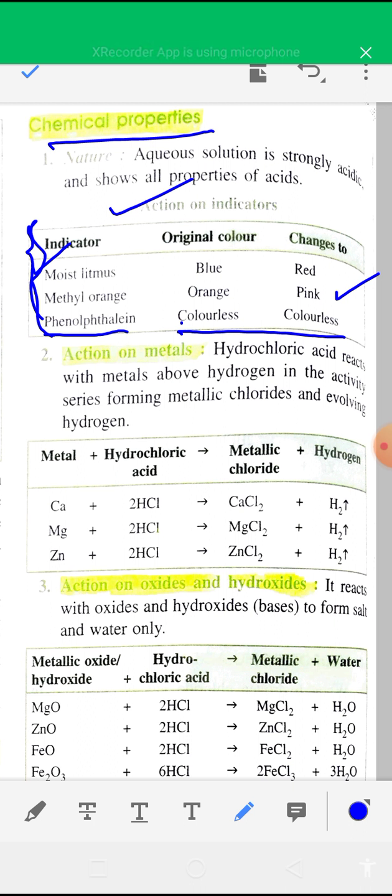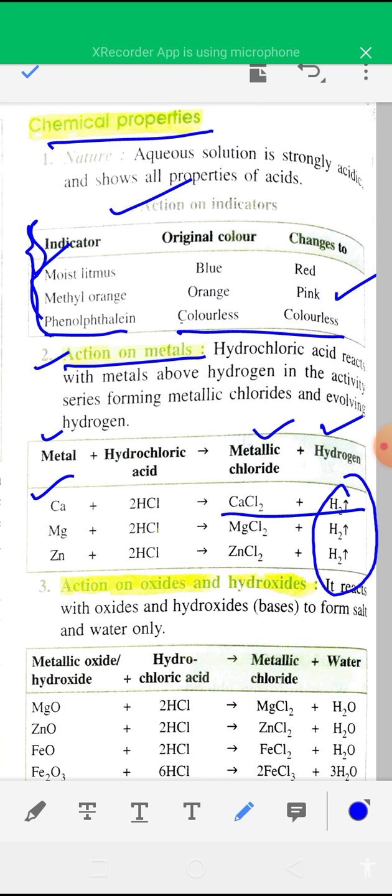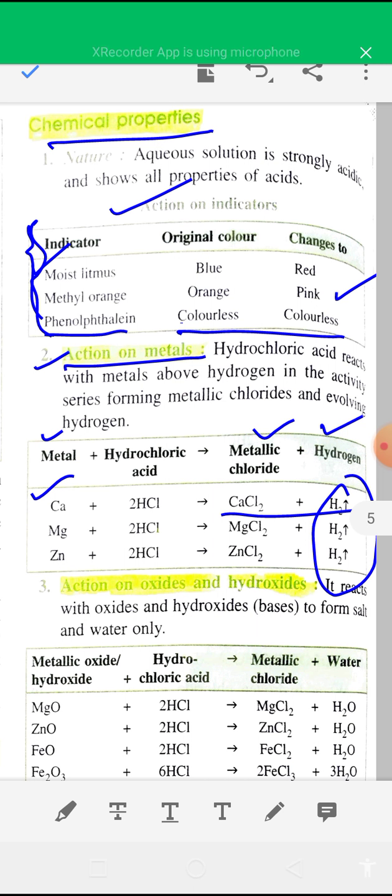Now action on metals. Hydrochloric acid when reacting with metal, you will get hydrogen gas and metallic chloride. For example, when calcium reacts with hydrochloric acid, Ca plus HCl, you will get CaCl2 plus H2. So when a metal like calcium, magnesium, zinc reacts with hydrochloric acid, you will get calcium chloride or magnesium chloride or zinc chloride and hydrogen gas. Hydrogen gas is common.